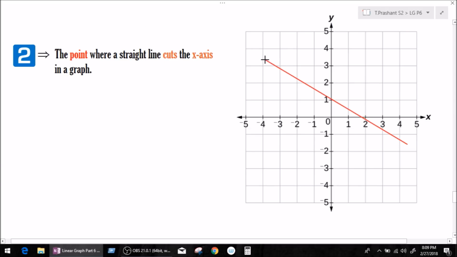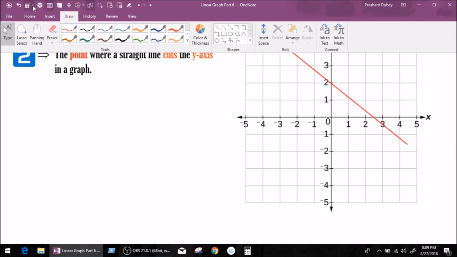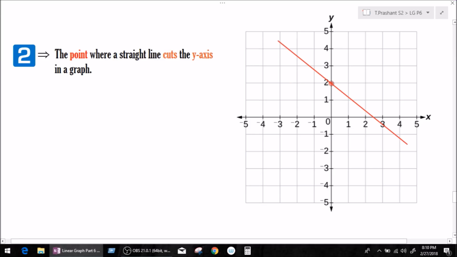Now let's take a straight line and pass it at any random location on the y-axis. So this is the line I actually came up with. Now the point where a straight line cuts the y-axis. So definition number 2 says that the point where a straight line cuts the y-axis in a graph is actually y-intercept. How is that a y-intercept? Let's see where that line cuts the y-axis. That line cuts the y-axis at this point.